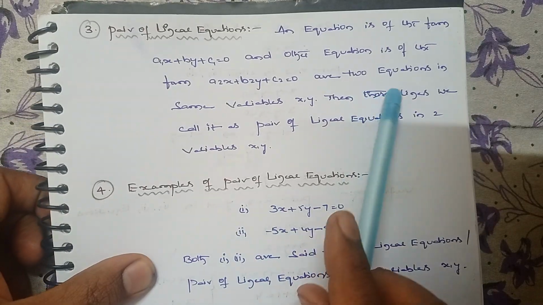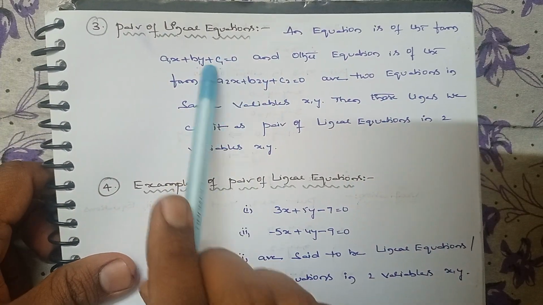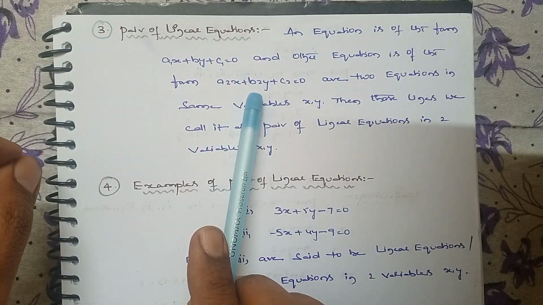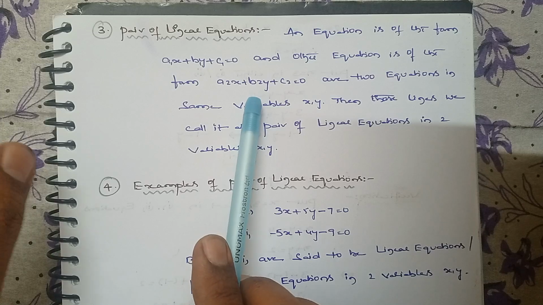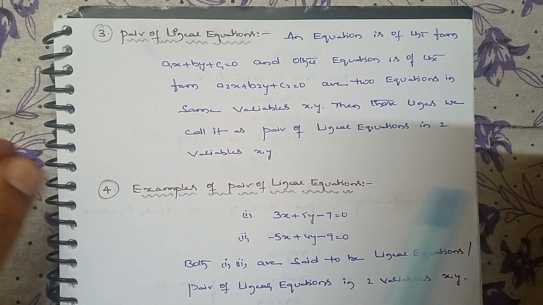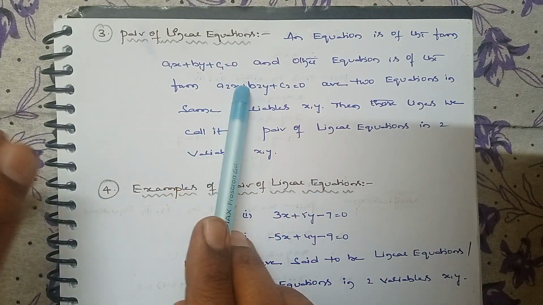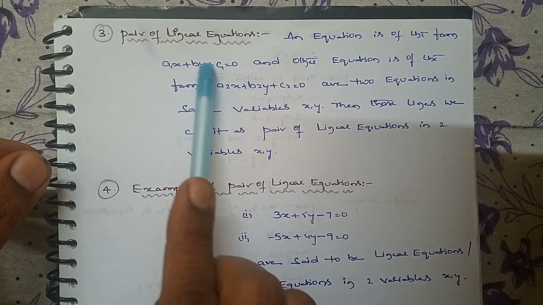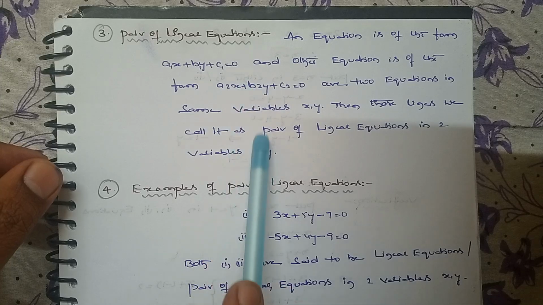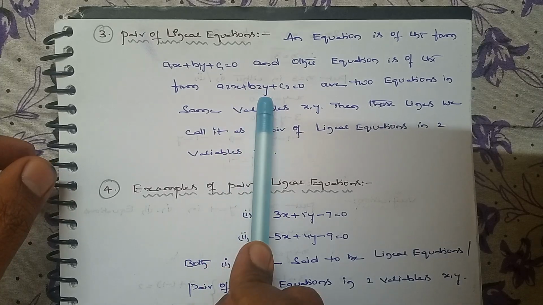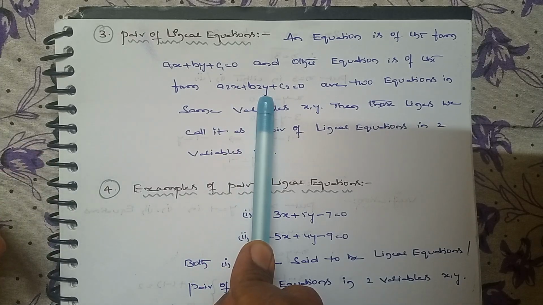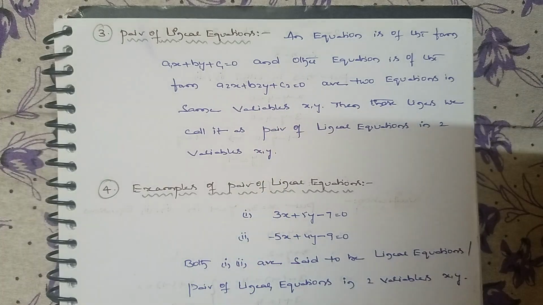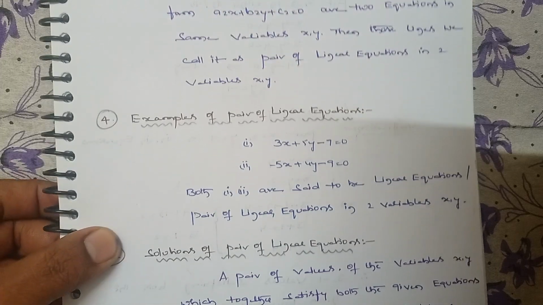Then these two equations are called a pair of linear equations. Pair means two, guys. Here I am considering two equations at a time. So that's why we call it a pair of linear equations in two variables. We are talking about x and y. So, pair of linear equations in two variables x and y. Okay, understood? Now coming to the example.